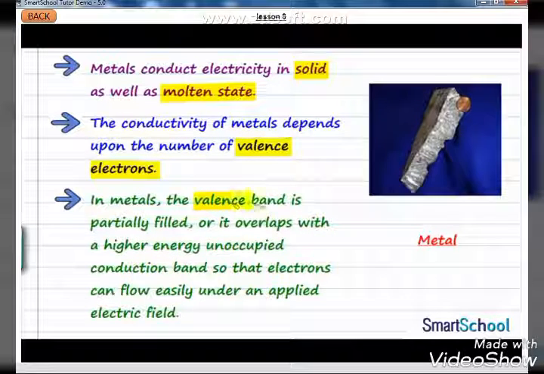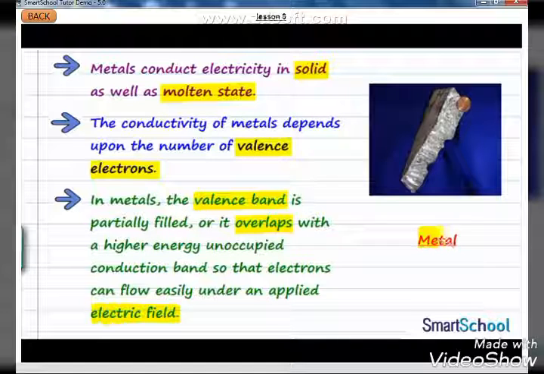In metals, the valence band is partially filled, or it overlaps with higher energy unoccupied conduction band so that electrons can flow easily under an applied electric field. So in the case of metals, valence band is partially filled, or we can say that the valence band overlaps with the conduction band. And overlapping of valence band and conduction band facilitates the flow of electrons under the applied electric field. So conduction in metals takes place due to the movement of electrons in the conduction band under the action of the applied electric field.